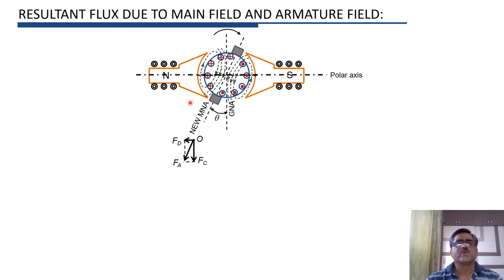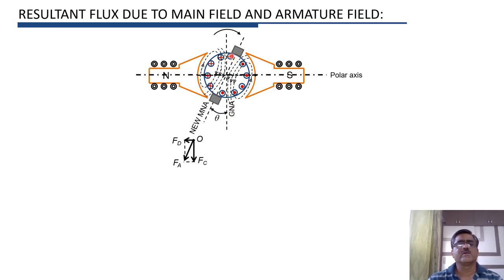Now if we consider the armature flux only, because of shifting of the magnetic neutral axis, we have to shift the position of the brushes also. So now there is a rearrangement of armature conductors. Some conductors, for example this conductor, previously it was under the influence of the south pole, but now it is under the influence of the north pole. And some conductors, for example this conductor, previously it was under the influence of the north pole, now it is under the influence of the south pole.